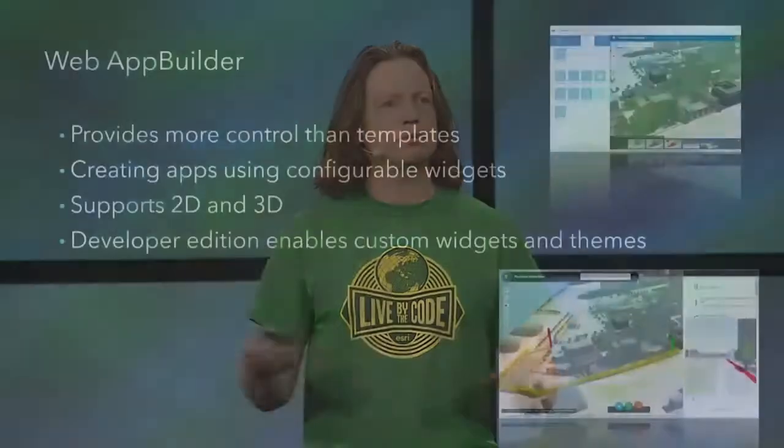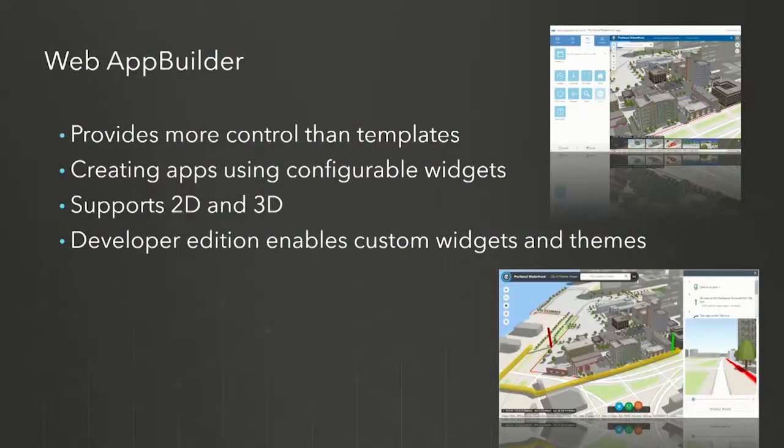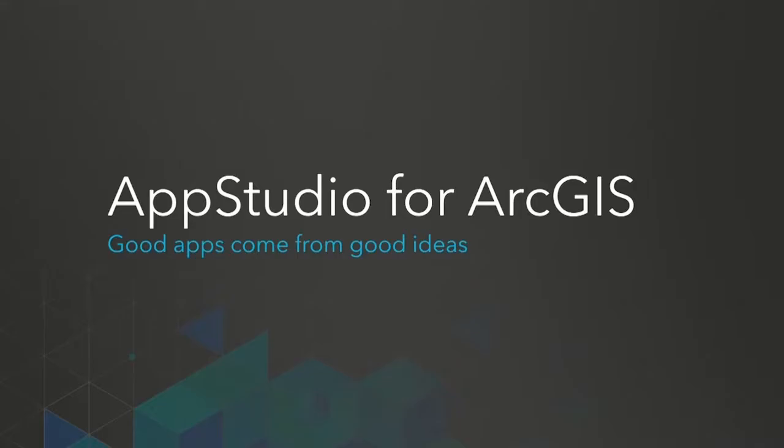Now, the web app builder is something that gives you a little bit more control. You build an application like you saw earlier this morning from widgets. There's a developer edition of the web app builder that allows you to extend it with your own widgets and your own themes if you need a little bit more control. When it comes to native app development, we have a developer edition of AppStudio.